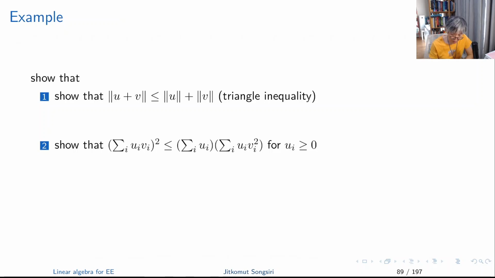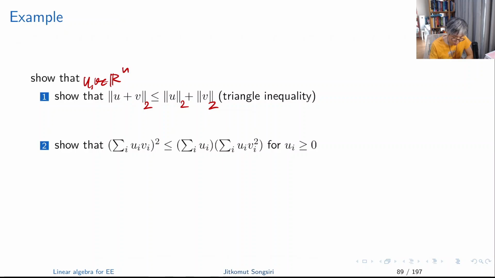The first one is actually the triangle inequality. It's the property that we have to show if something is a norm. If you define a norm, one of the properties it has to satisfy is this one. So in this example, let me show that if I use the two norm of vectors u and v in R^n, why the triangle inequality is satisfied.